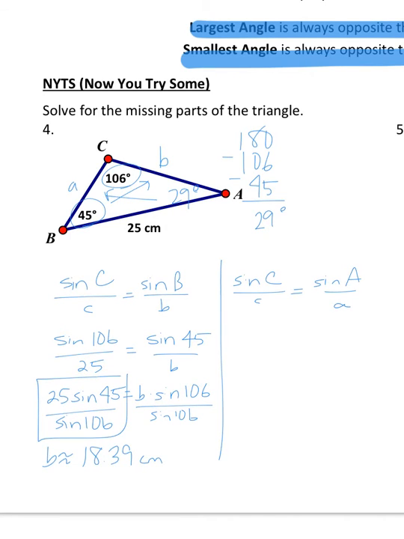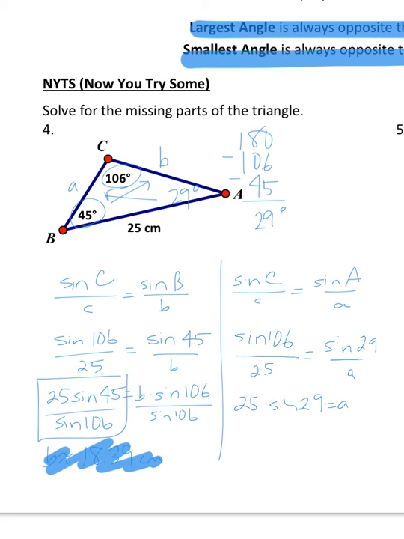And then we repeat on the right-hand side. So substituting again, sine of 106 over 25 equals sine of now angle A over side a. Multiplying both sides by a and 25, we get 25 sine 29 is going to equal a times the sine of 106. And if we want to isolate the a, divide both sides by sine of 106. Again, be sure that you close out the 29 in your calculator before you enter the bottom expression, and if you plug this in correctly, you should get about 12.61 centimeters for a.